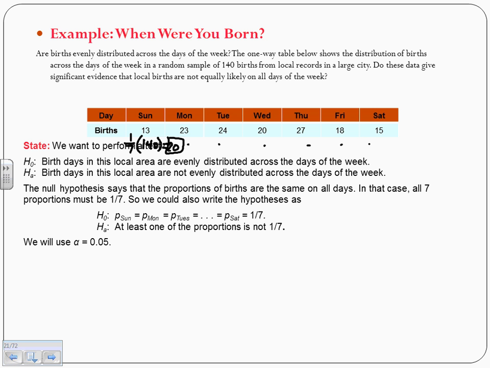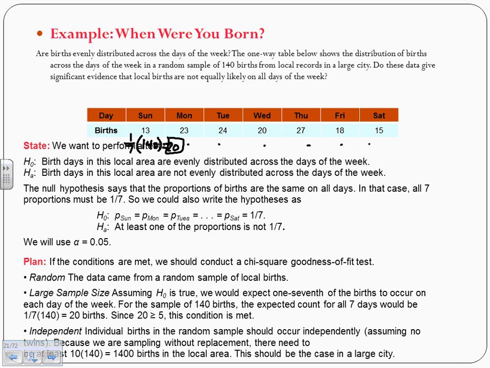All right, so let's state our null and alternative hypothesis. They are evenly distributed. They are not evenly distributed. Or you could put it with the symbols. Again, at least one is not 1/7 is what you would need to write here. Or you could say one of these is incorrect.